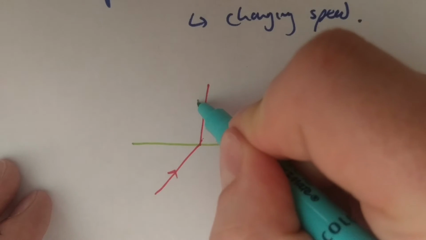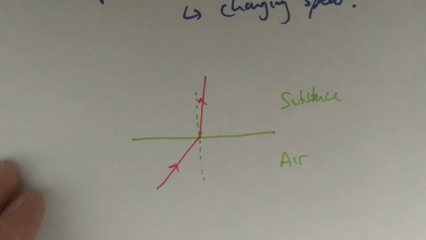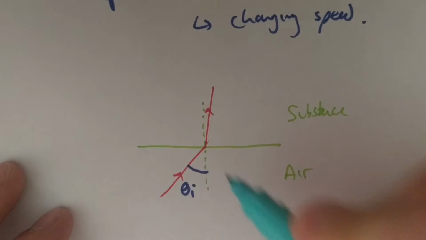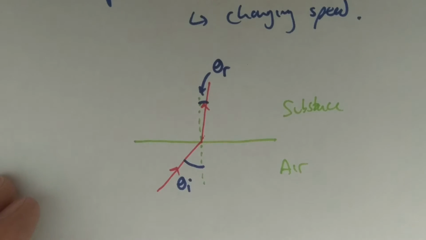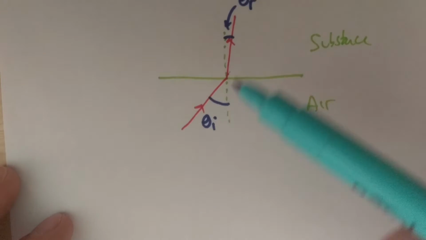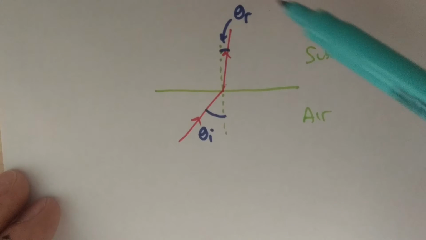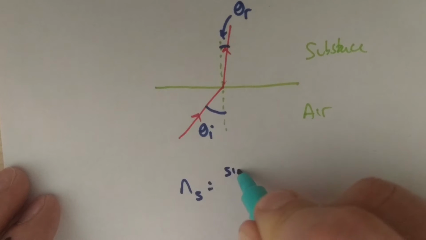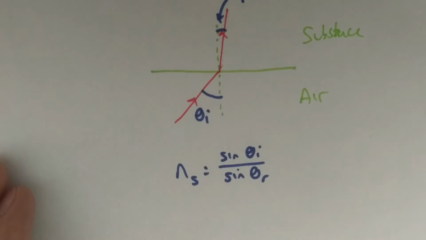So remember, our normal is a line that is 90 degrees to the surface, and on this we can draw two angles. We've got our angle of incidence, theta i, and this smaller one here will be theta r. What we can find experimentally is that the ratio of sine theta i to sine theta r is constant, and we call that the refractive index of our substance. The refractive index of the substance is sine of the angle of incidence over sine of the angle of refraction.